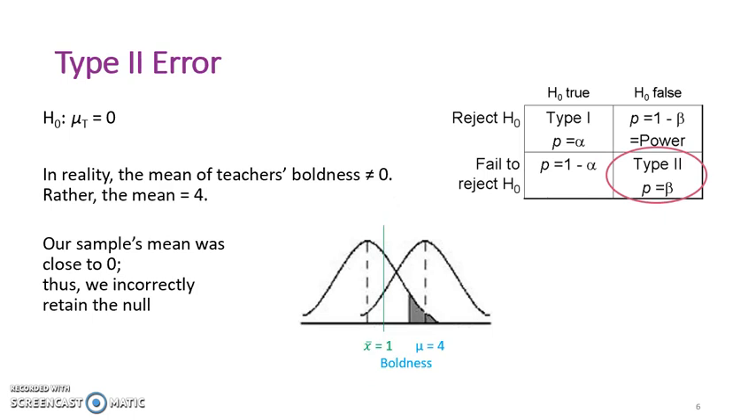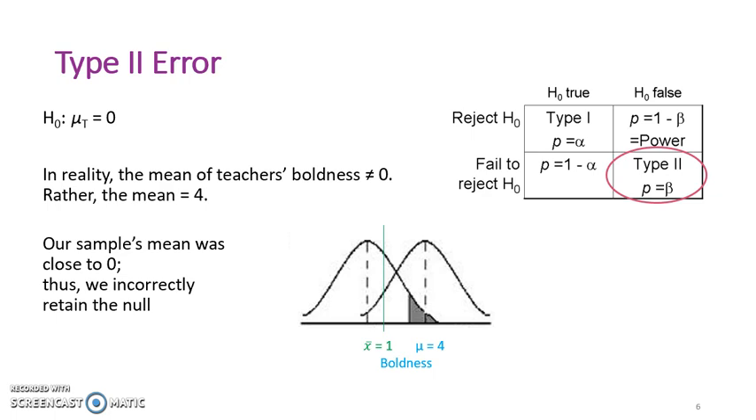Type 2 error is the probability of retaining the null hypothesis when it's actually false in reality. Now, in this figure, there are two sampling distributions of means for boldness. The curve on the left is what the sampling distribution of means would look like if the null hypothesis were true. Its mean is at 0. The curve on the right is what the sampling distribution of means would look like if something other than the null were true. The mean of boldness is not equal to 0. Specifically, in this sampling distribution on the right, the population boldness mean is equal to 4. In this figure, you can ignore the shaded part.